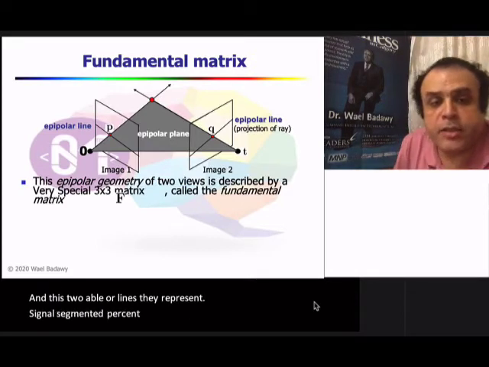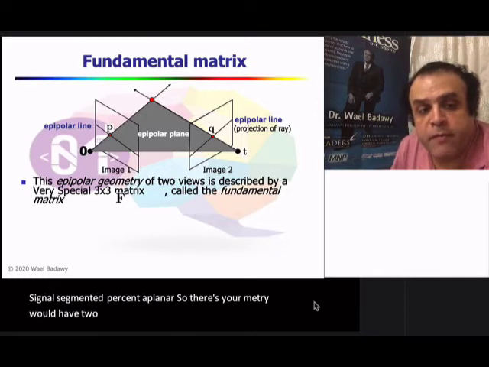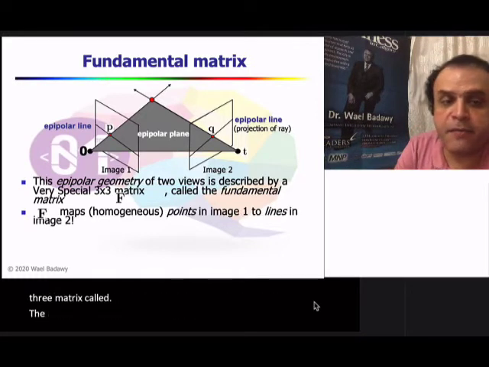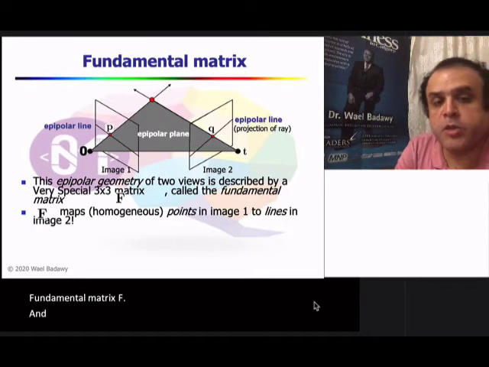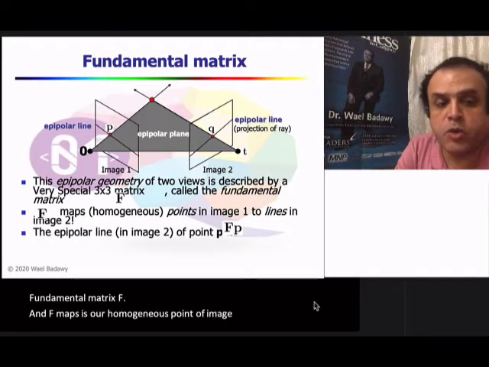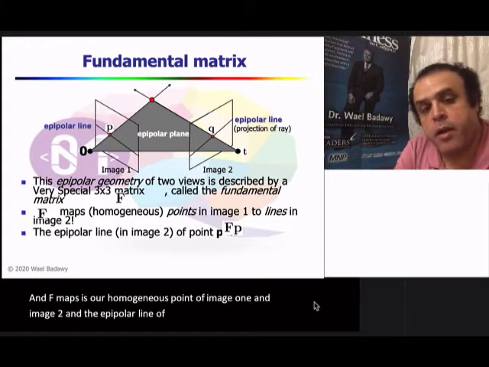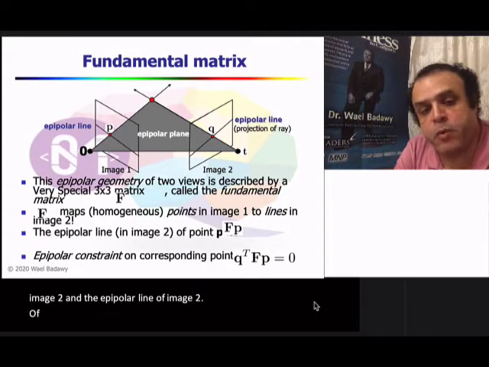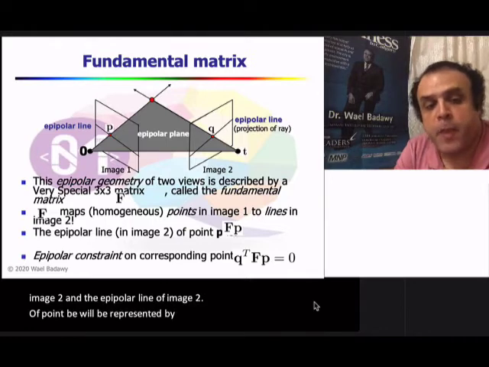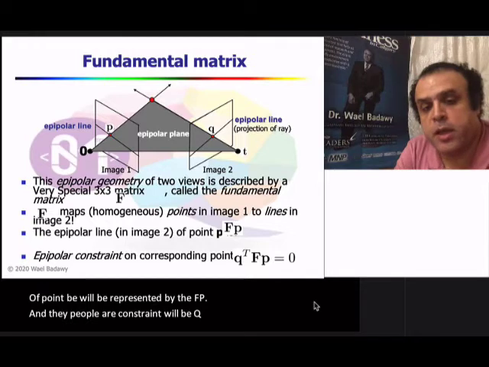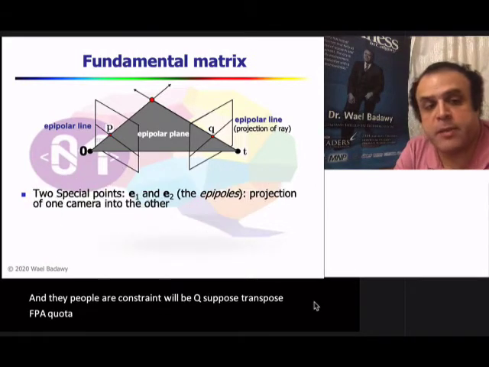plane. So the geometry will have two views, and we have a very special 3x3 matrix called the fundamental matrix F, and the F maps the homogeneous points of image 1 and image 2, and the epipolar line of image 2 of point P will be represented by FP, and the epipolar constraint will be Q transpose FP equal to 0. This will be the limitation.